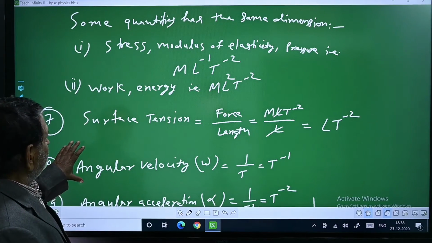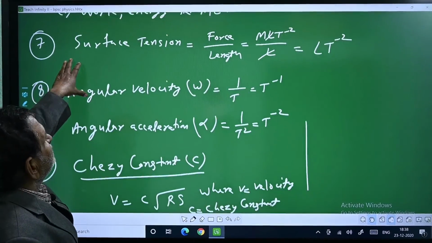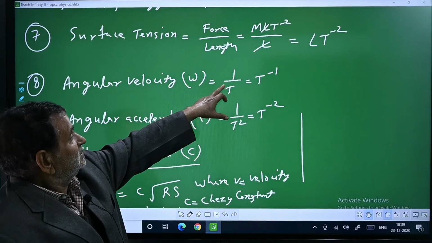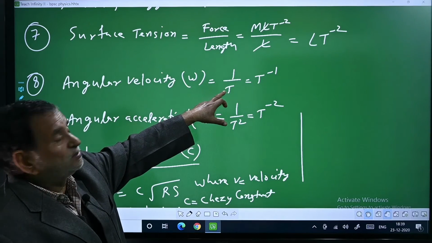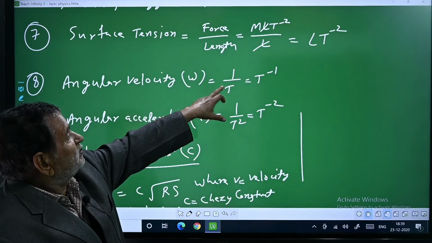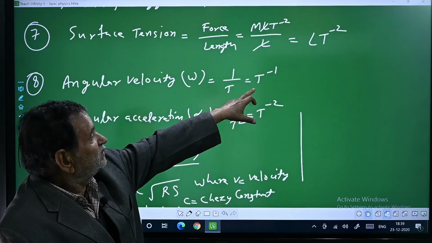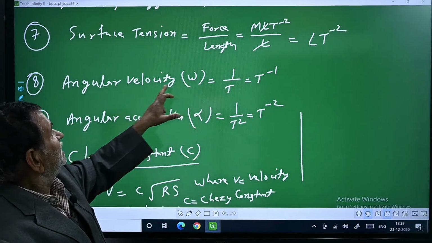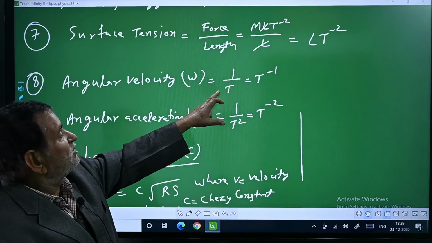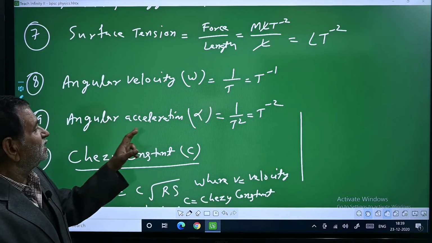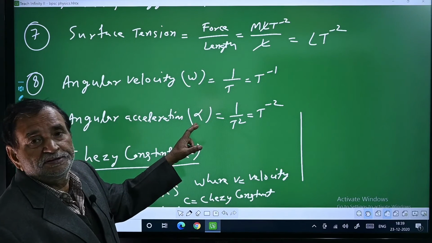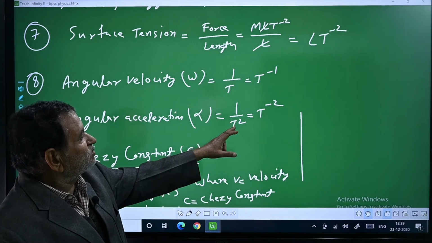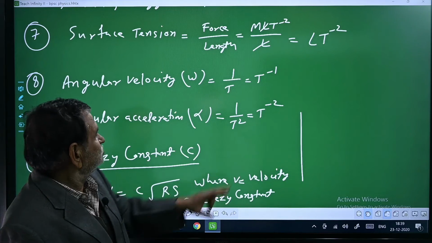Now the angular velocity. It is represented by omega, and its dimension will be 1 by T, that is T^-1, as angular velocity is defined as angle per unit time. Similarly, the angular acceleration is represented by alpha, and its dimension is 1 by T^2, which means T^-2.